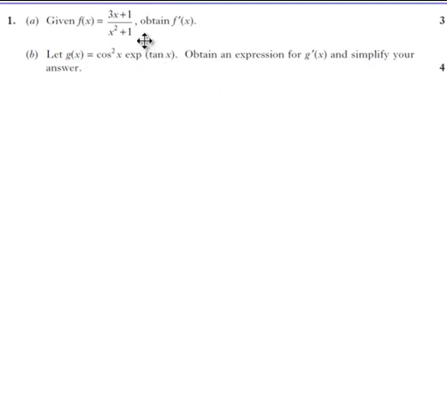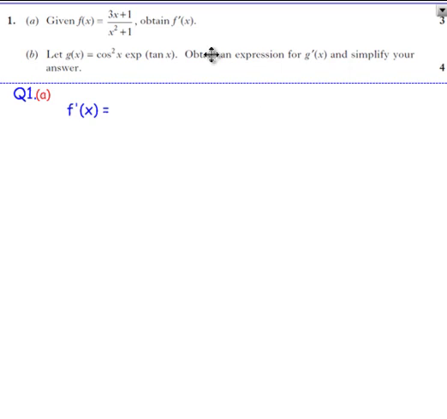So to differentiate, f of x is equal to (3x plus 1) divided by (x squared plus 1). We'll need to use the quotient rule. So f dashed x is equal to, we differentiate the top of the fraction, so that's 3, multiplied by the bottom, x squared plus 1 in brackets.